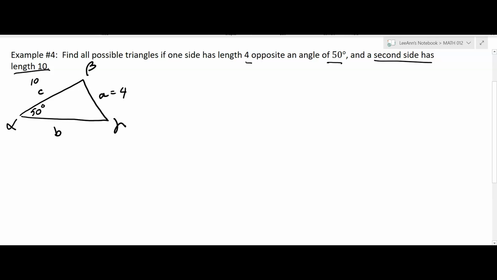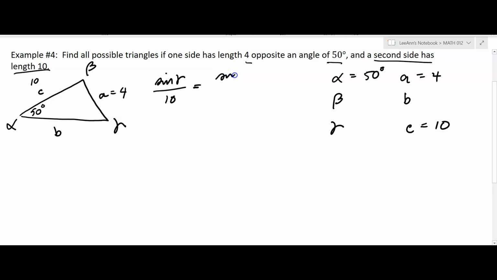So right now, I have a triangle that's alpha, beta, gamma, and sides A, B, C. And my alpha is 50, C is 10, and A is 4. Okay, so I would use the law of sines with alpha and gamma. So I'm going to say sine gamma over 10 is equal to sine alpha, which is 50 degrees, so sine 50 degrees over 4. And then you can write the proportion out better if you want.